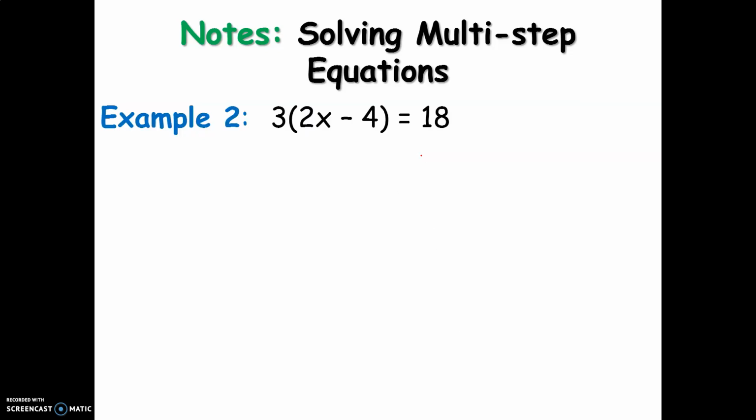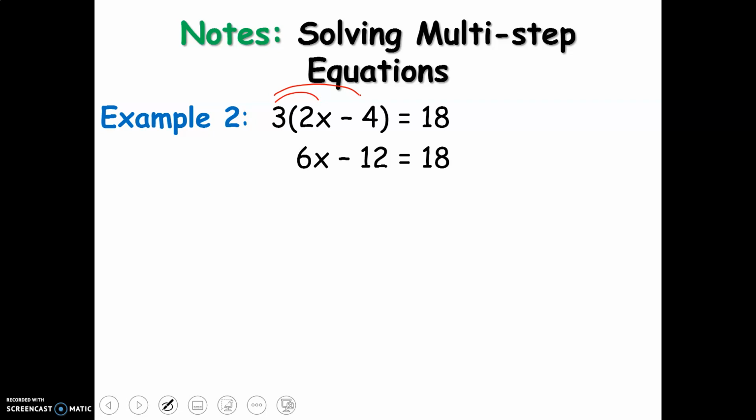Example 2. 3 times 2x minus 4 is equal to 18. Once again, we see the distributive property. The 3 on the outside is going to get distributed and shared with both terms on the inside. 3 times 2x is 6x, and 3 times negative 4 is negative 12. So our equation becomes 6x minus 12 is equal to 18.